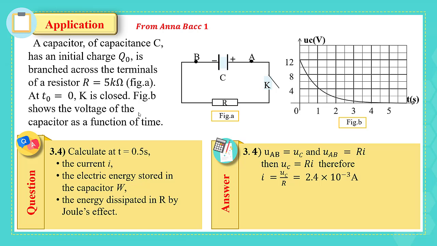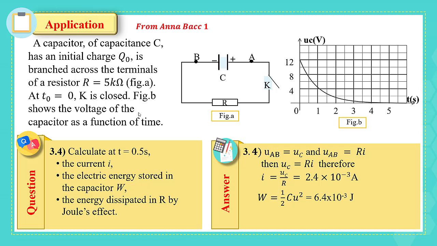UAB is equal to UC. That's because according to the law of parallel connections, the voltage is equal. Then UAB, which is the voltage of the capacitor, is equal to UC, and UAB is equal to R times I. Then UC is equal to R times I, therefore I is equal to UC divided by R, which is equal to 2.4 times 10 to the power minus 3 amperes.